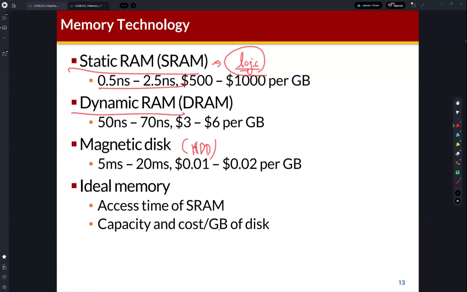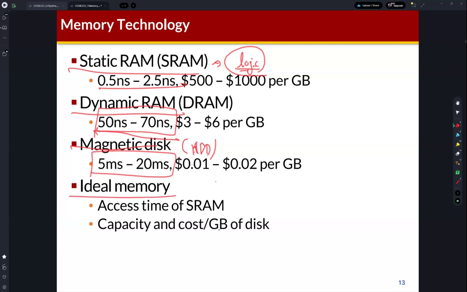DRAM is dynamic RAM. As you can see, this is the latency, which means the response time of the DRAM. DRAM is slower than SRAM, but it's cheaper. The magnetic disk is extremely slow, because the hard disk drive is a mechanical device, right? We have a motor, and the motor rotates the platter of the hard disk drive. So it is extremely slow, but much cheaper than DRAM.